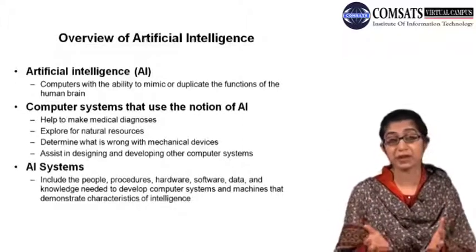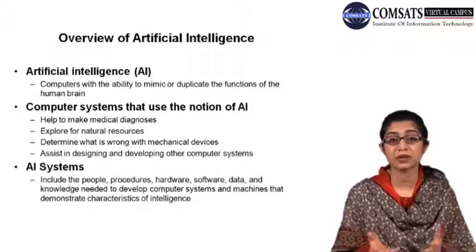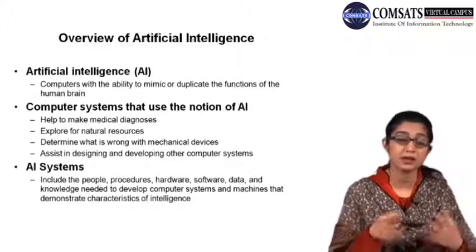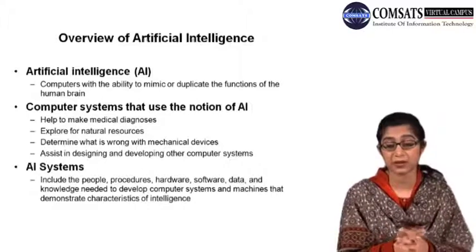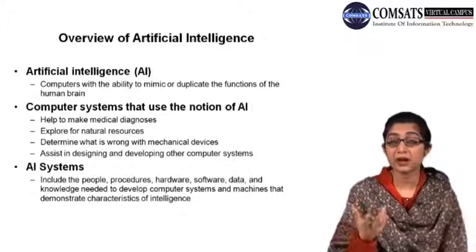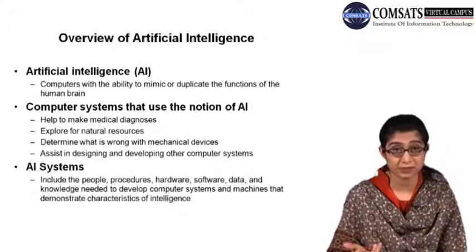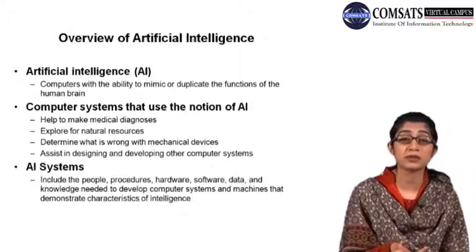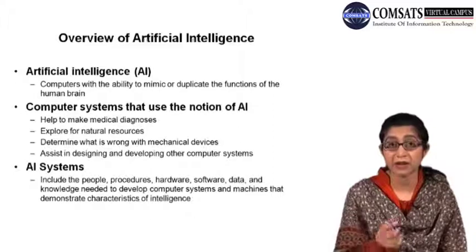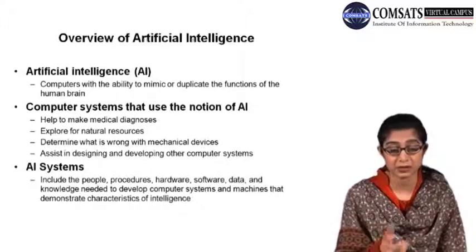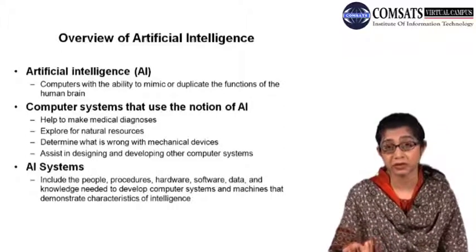So basically when we say that these systems are developed with the notion of artificial intelligence, that is कि जो intelligence है human beings की, that is artificially developed in these computer systems, then what can they do with this is that they can help to make medical diagnosis. ठीक है, that means that they can be used in medicine for medical diagnosis. कोई भी बीमारी है उसको figure out करेंगे कि किस किस्म की बीमारी है और उसका इलाज किस तरह होना चाहिए. Also, they can also be used for exploring the natural resources as well.